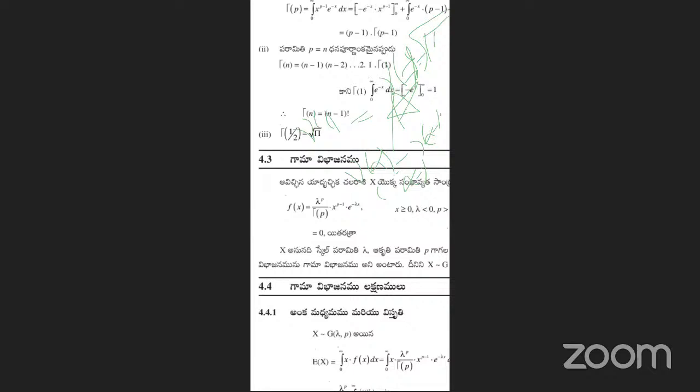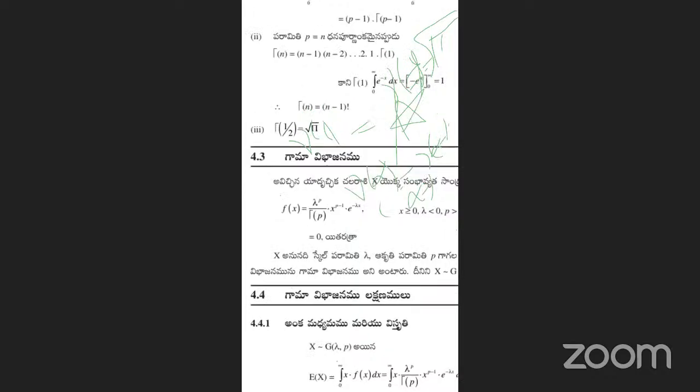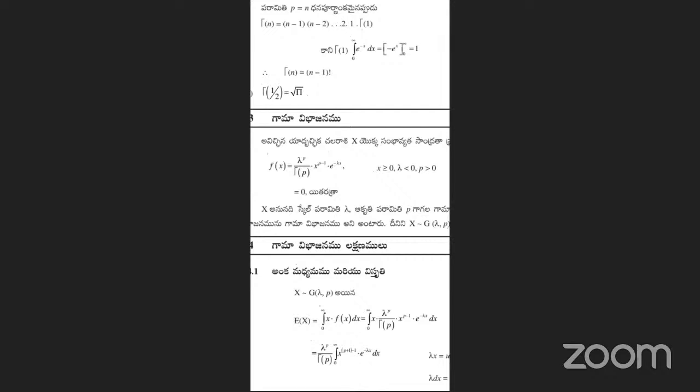And this is the gamma density. What is the gamma density? f of x equals lambda to the power of p divided by gamma p, times x to the power of p minus 1, times e to the power of minus lambda x, for x greater than or equal to 0, lambda greater than 0, p greater than 0. Lambda is also a constant.